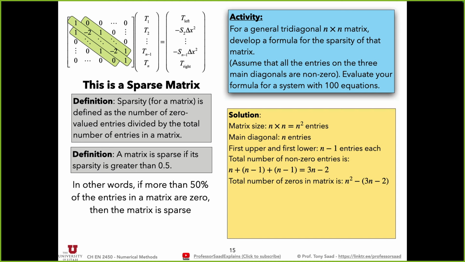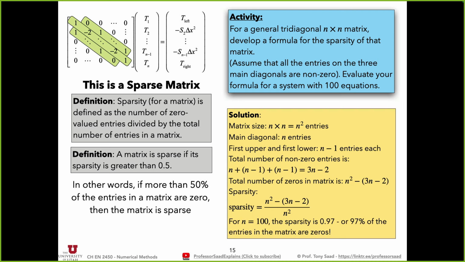Then you define the sparsity as that number of zeros, n squared minus 3n minus 2, over n squared. And then you plug in n equal 100. What do you get? You get 0.97, or 97% of the entries, just for 100 equations. 97% of the entries in the matrix are zeros. So imagine storing that matrix and storing mostly zeros for no reason. Imagine this goes to 1,000 or 1,000,000 equations. It becomes 99.99% of the entries are 0.